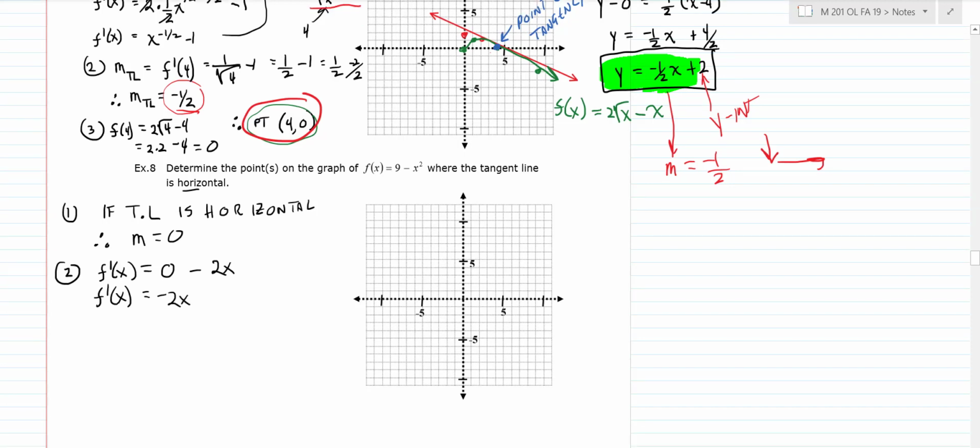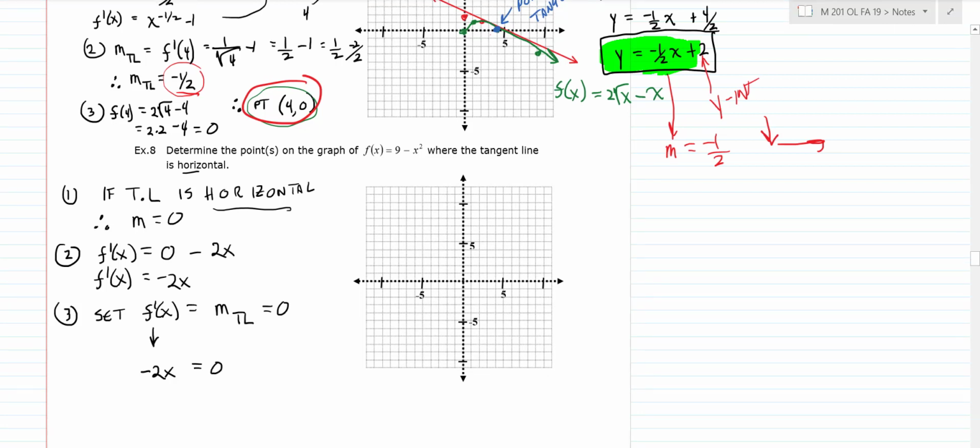Okay, so we got that. Now, step 3 would just be to set the derivative equal to the slope of the tangent line. And the slope of the tangent line is 0 because it's horizontal. So the derivative is negative 2x, and the slope of a horizontal line is 0. If you solve that equation, that will tell us where the tangent line is horizontal on this function.